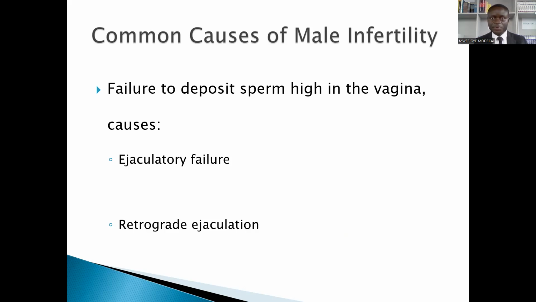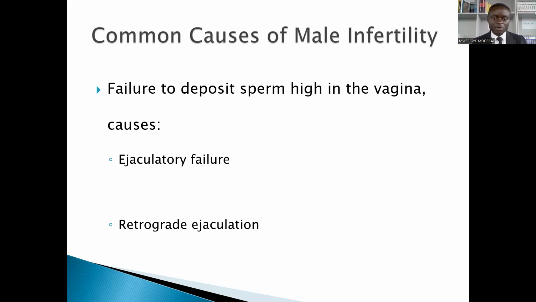One is failure to deposit sperm high in the vagina. From our previous episode, we said that for fertilization to take place, sperms have to be deposited high in the vagina. Once that doesn't happen, they are denatured by the vaginal acidity, and hence we shall have no sperm to fertilize the ovum. Then there is another problem which brings infertility, which we call ejaculatory failure. People fail to ejaculate, and once they have not ejaculated, we expect no sperm to fertilize the ovum.